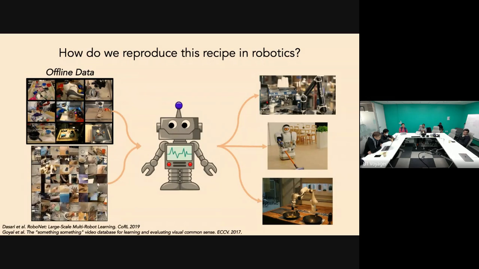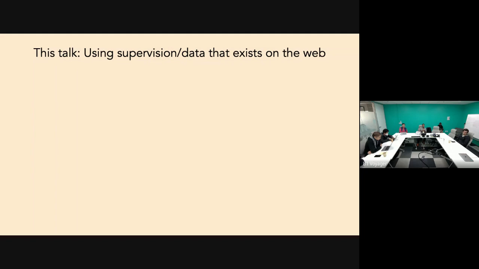Now, there's a lot of problems to solve in this, and in our research, we look at everything from how do we effectively collect robot datasets, to designing better offline RL algorithms, to how do you actually deploy these policies. But in today's talk, I'm going to focus on a subset of the problem. Specifically, I'm going to talk about how we might use data and supervision that exists on the web or can easily be sourced through the web as a way of supervising our robots.